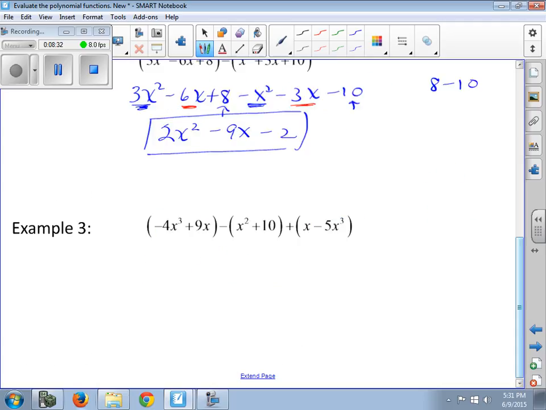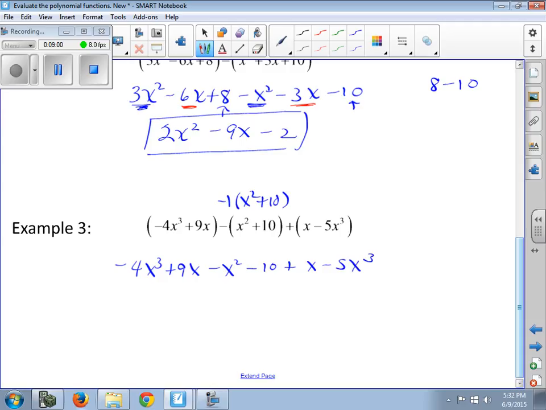Okay, this is our last example on this section. We'll take off a parenthesis. There's nothing to distribute out in the front, so we'll have negative 4x cubed plus 9x. Here we're distributing a negative 1 times the x squared plus 10, which gives us negative 1 times x squared is negative x squared. Negative 1 times 10 is negative 10. And then we can just take the parenthesis off here because there's nothing to distribute.